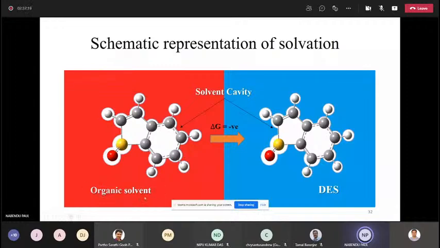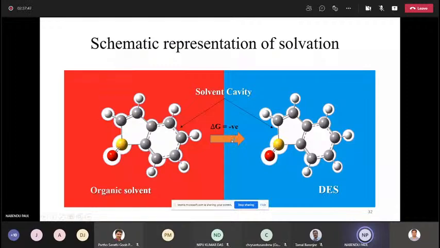The problem is that these organic solvents have high volatility, so pollution is also a phenomenon with those solvents. So we need a green solvent to separate those sulfur compounds. That's why we are trying to do this study, whether the DES, the green solvent, can be used in separating these sulfur compounds instead of these harmful solvents.